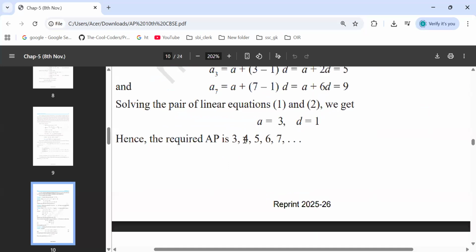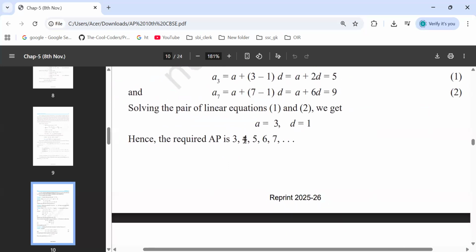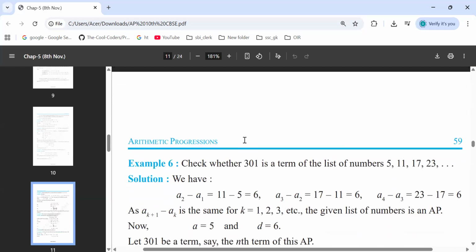So in this way the terms of the AP will be 3, 4, 5, 6, 1. I hope you guys are getting what I'm trying to say.